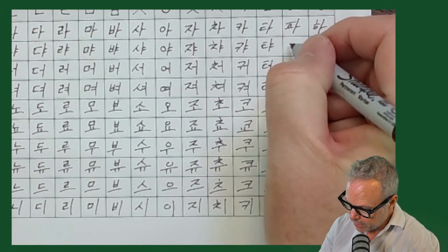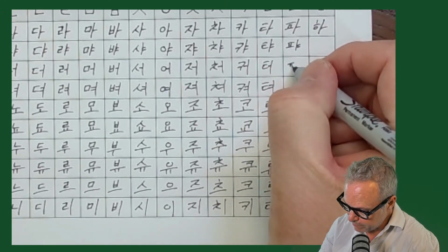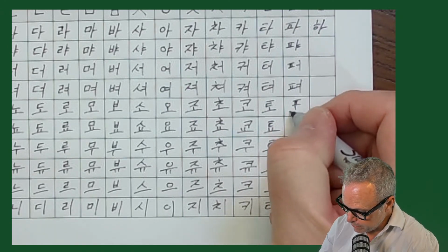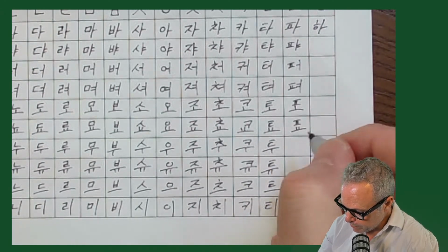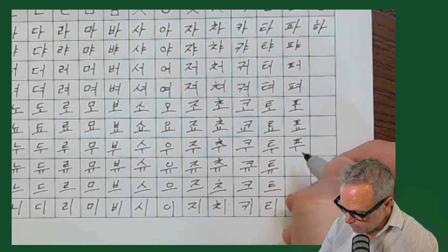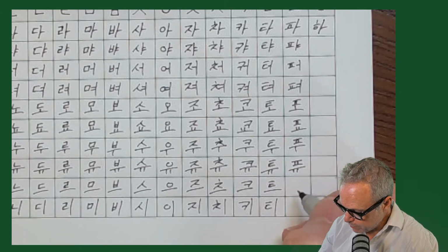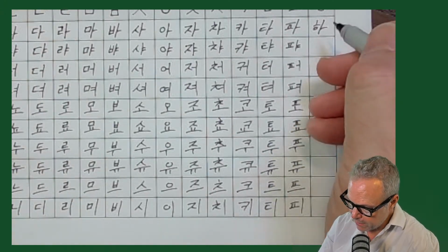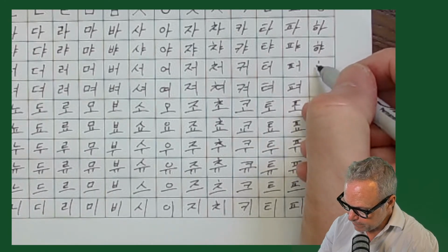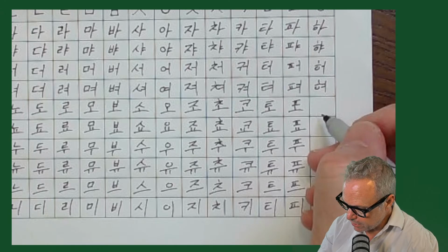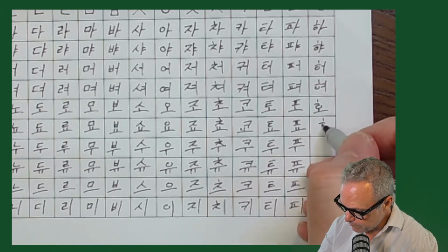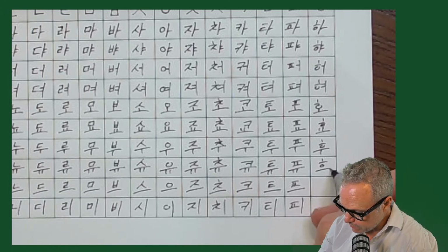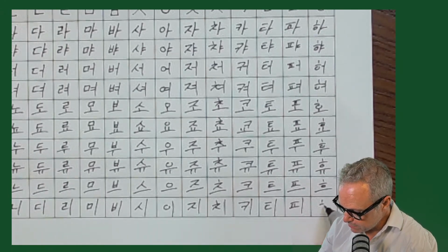All right, now we've got pa, pya, po, pyo, pu, pyu, pi. Ha, hya, ho, hyo, hu, hyu, hi.